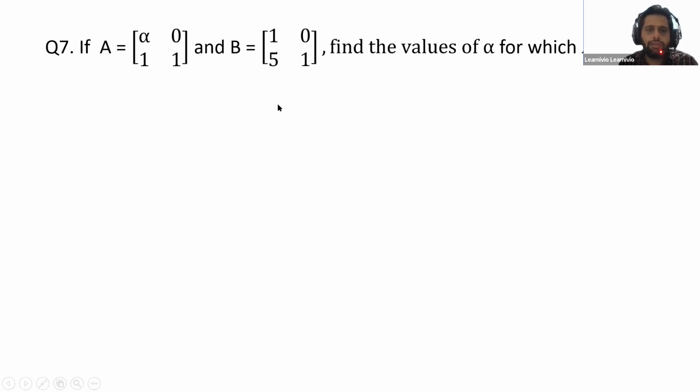Question number 7. You have a matrix A, you have a matrix B. You need to find the value of alpha for which A square is equal to B. Okay, please try this question. And if anyone has a doubt, please let me know.